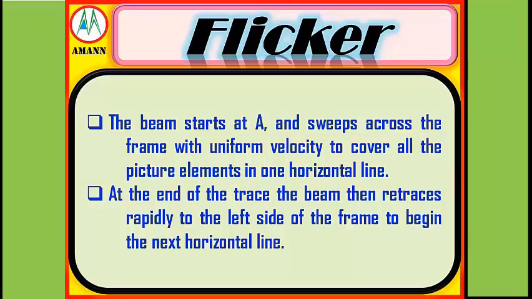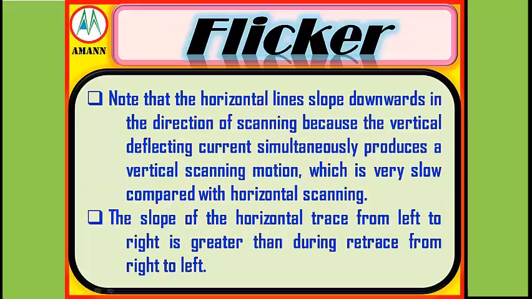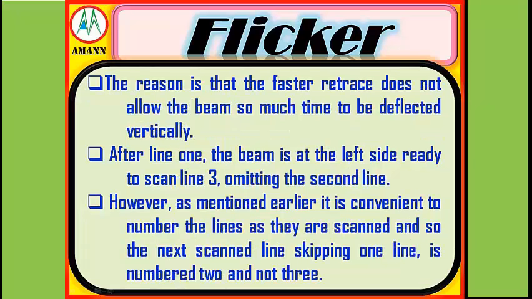At the end of the trace, the beam then retraces rapidly to the left side of the frame to begin the next horizontal line. Note that the horizontal lines slope downwards in the direction of scanning because the vertical deflecting current simultaneously produces a vertical scanning motion, which is very slow compared with horizontal scanning. The slope of the horizontal trace from left to right is greater than during retrace from right to left. The reason is that faster retrace does not allow the beam so much time to be deflected vertically.